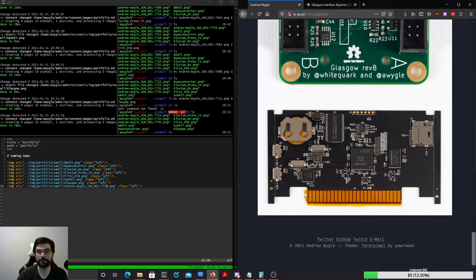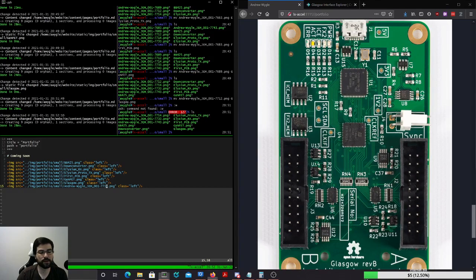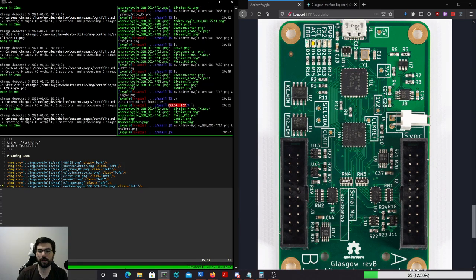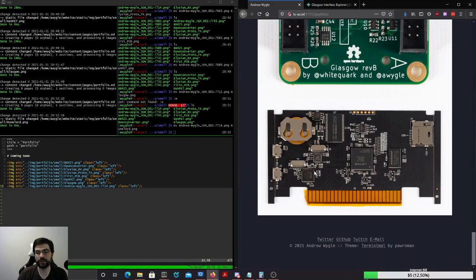Oh, this is a secret project. Well, anyone who watches the VOD can probably figure out what that is. This is a project I've been working on. It's a flash cart for a retro game system. It's not really a secret.